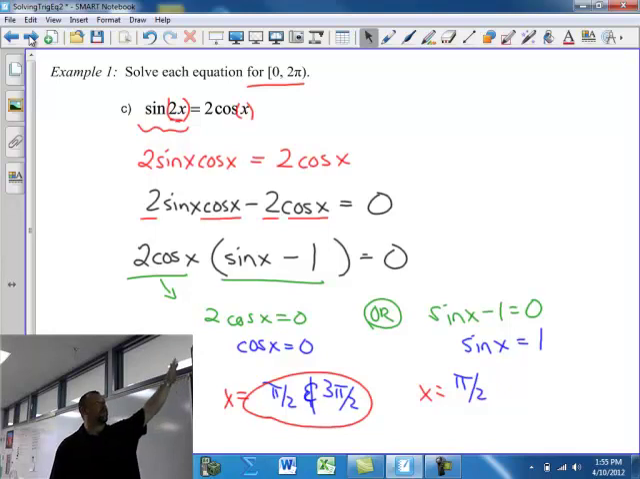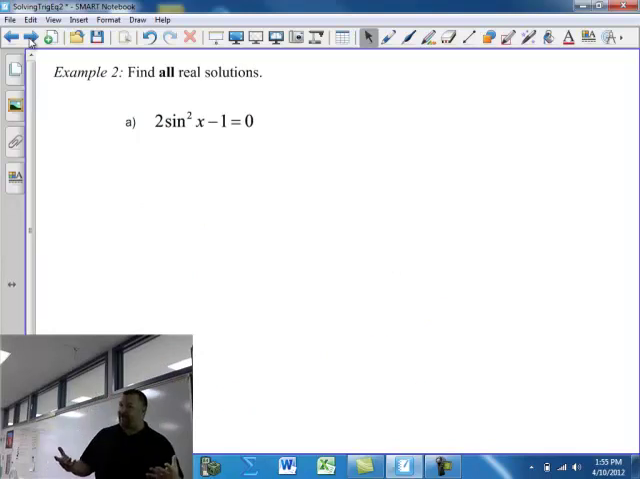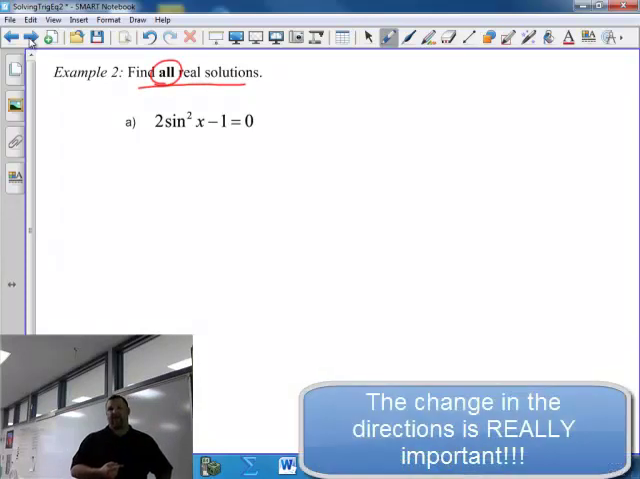Okay. 3 more examples and we're out of here. The only thing different is the directions. I'll go ahead and tackle the first one. The directions here are find all real solutions. We are not just limiting our world to 0 to 2 pi.